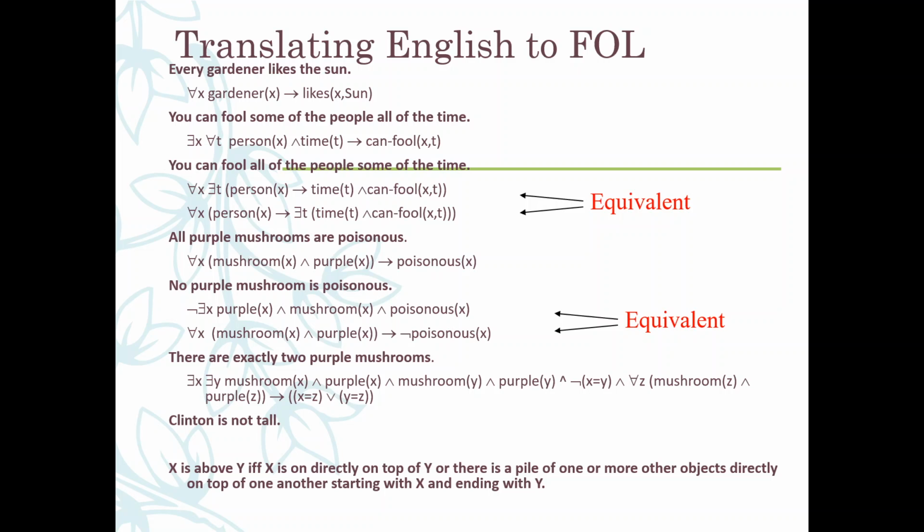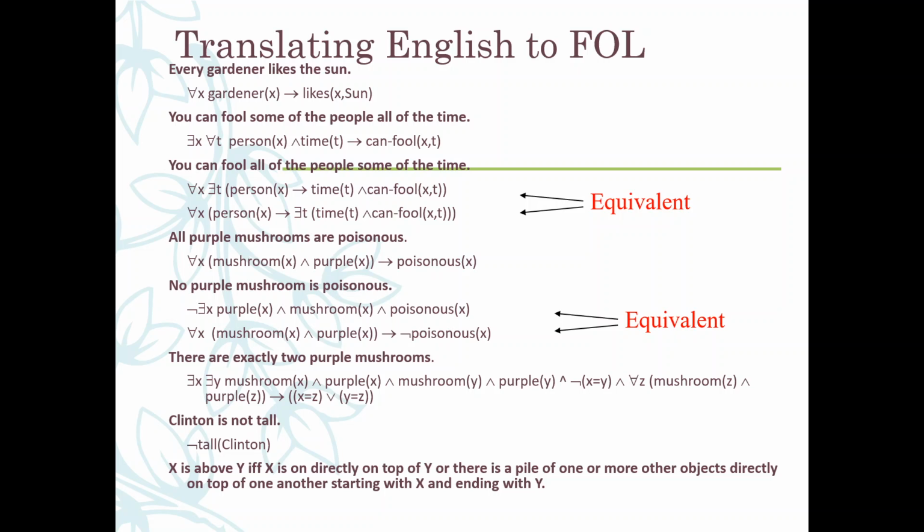Next is a very simple example. Clinton is not tall. So not tall(Clinton). Very simple. Last one is, x is above y. That is IFF, that is if and only if. So here there is an if and only if. It will be represented by the bidirectional equivalency.